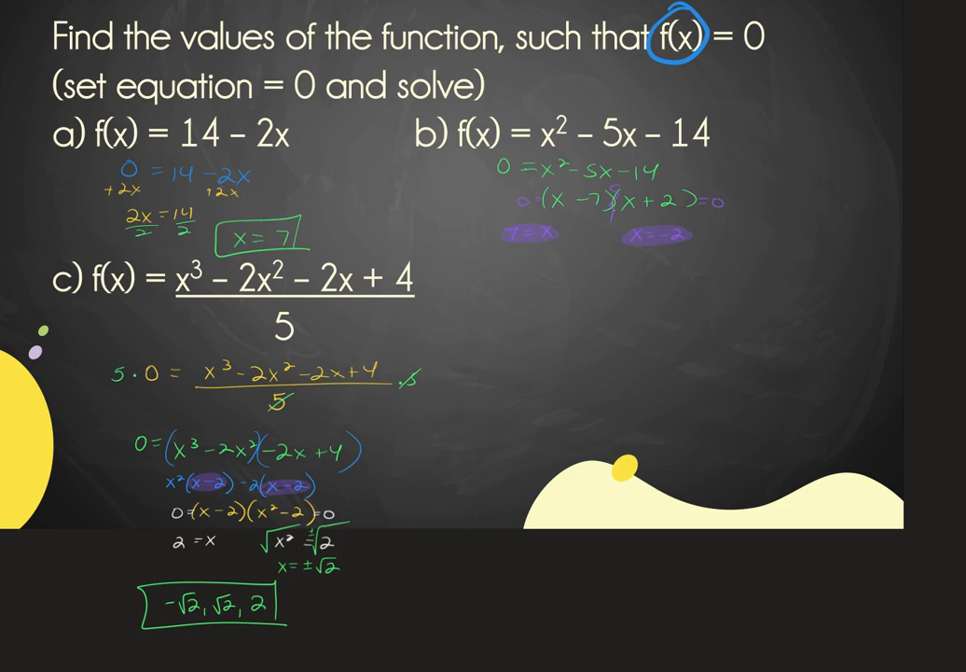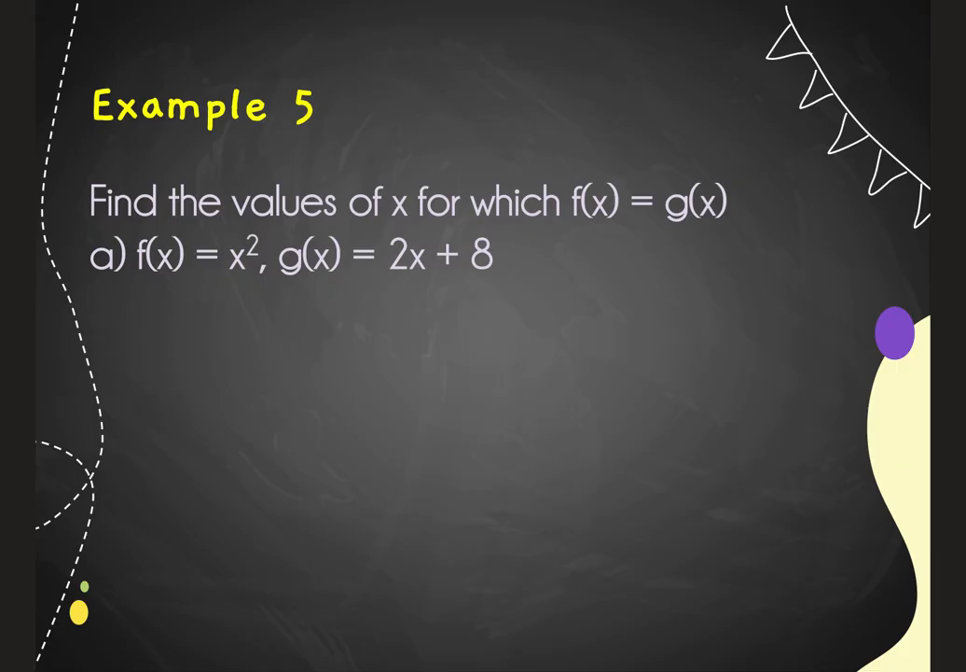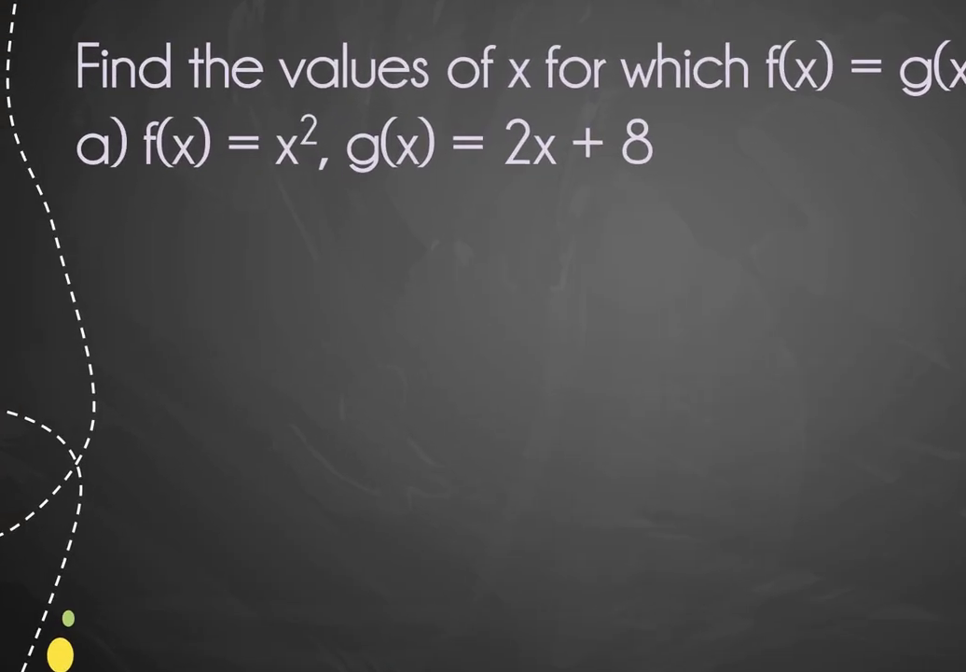Still good? Yes? All right, this one says find the values of x for where f of x equals g of x. And it says f of x is x squared and g of x is 2x plus 8. What am I going to do with those? Good. I get x squared equals 2x plus 8. And then what?